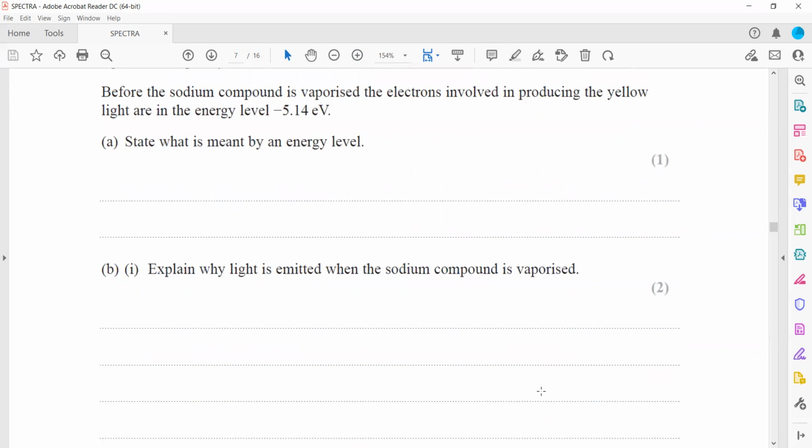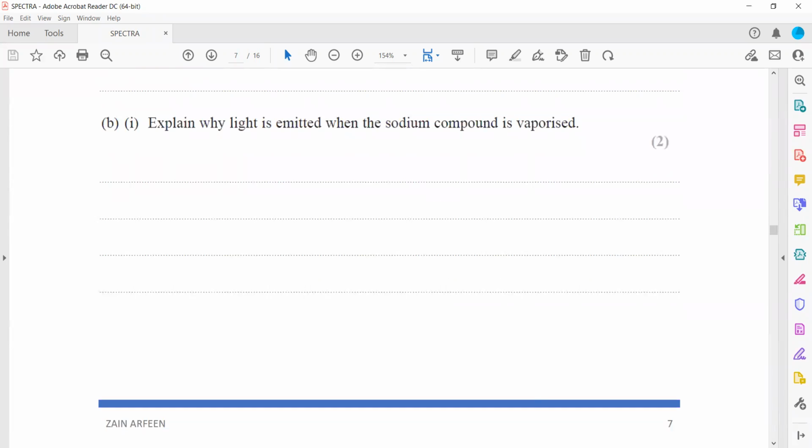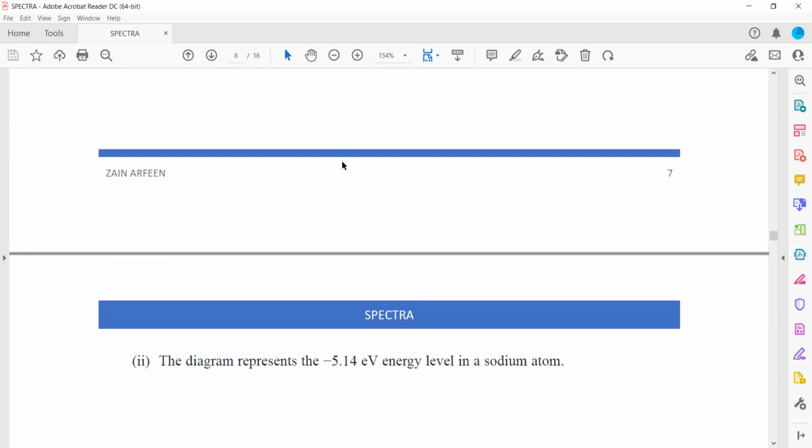So energy level, again the same definition for energy level. It's like the discrete or allowed energy of an electron, or specific energy of an electron, is known as energy level. Why is the light emitted when sodium compound is vaporized? What is the reason why the light is emitted when these compounds are vaporized? So what happened? The electron gains energy, it will jump to a higher level, and when this electron returns or falls back to a lower level, it will emit a photon, which leads to a certain color.